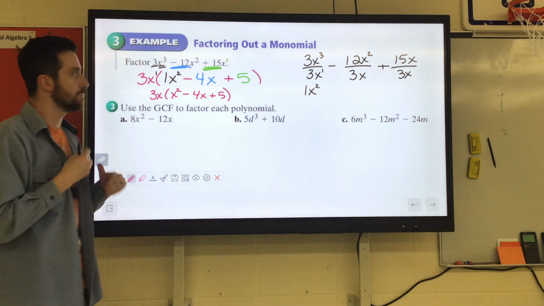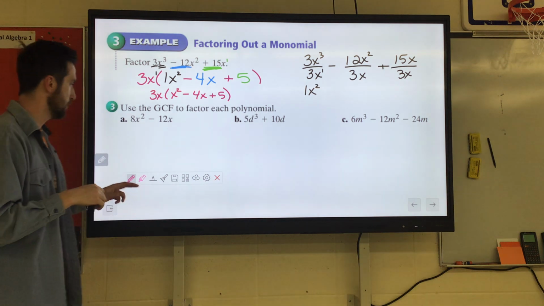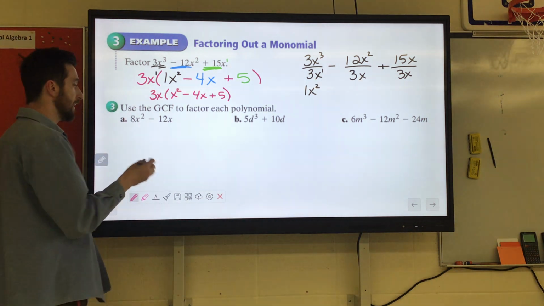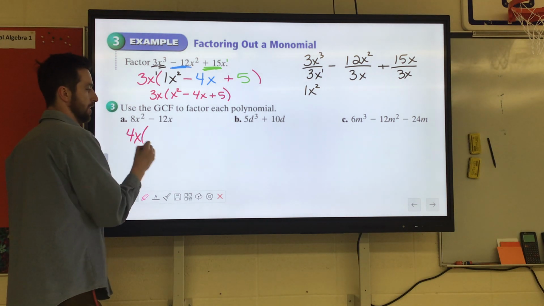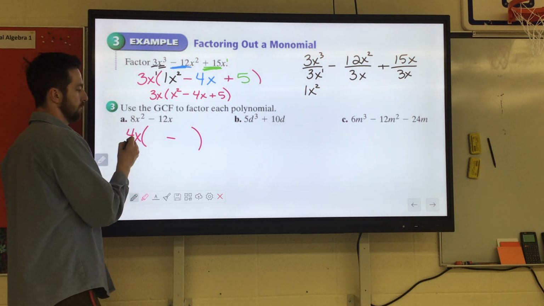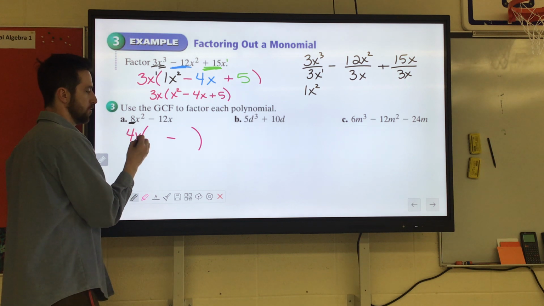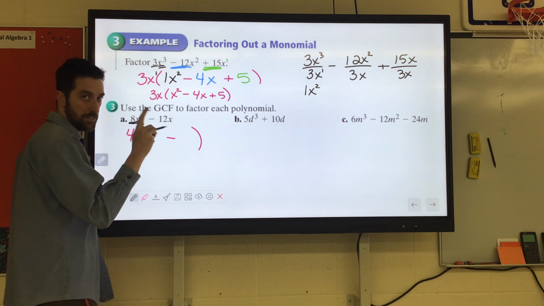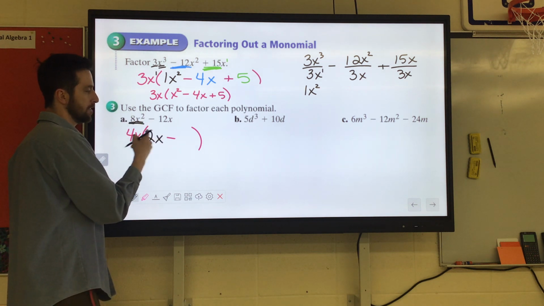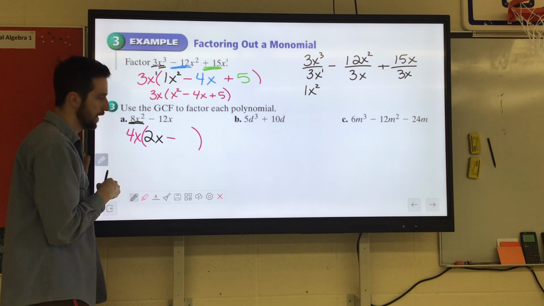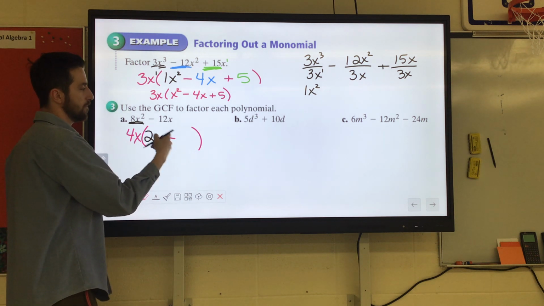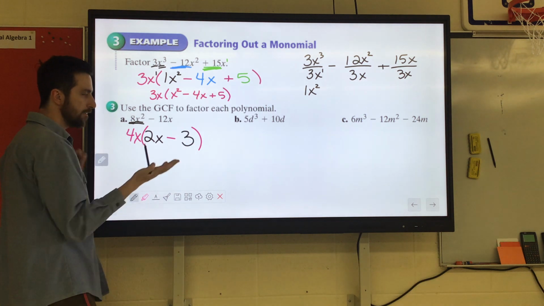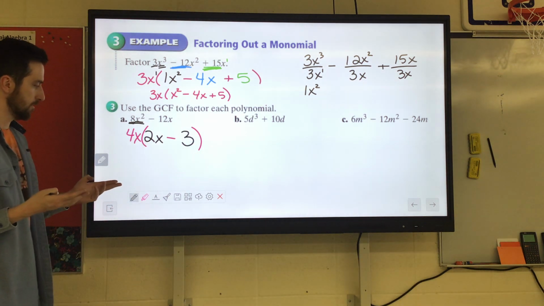So I know this is new and different, but let's try these pretty quickly here. 8x squared and 12x. 4 goes into both of those, and they both have an x. So 4, I need 8. 4 times 2 gives me 8. I have x, I need x squared, which means I need 1 more x. So 4x times 2x will give me 8x squared. 4x times negative something gives me negative 12x. Well, 4 times 3 is 12, and we already have the x. So that would be our final answer.